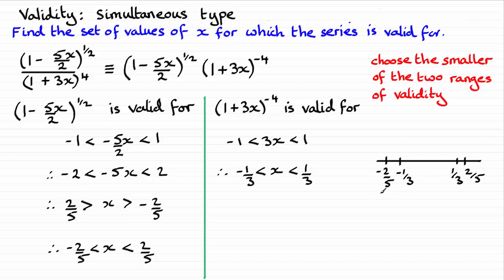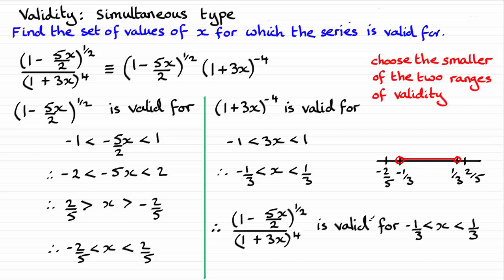If you were to change these to 15ths, you could compare the values and you'll see that minus 1/3 is greater than minus 2/5 and 1/3 is less than 2/5. So the interval we want is the one that is a subset, if you like, contained within the other range, and that's the one that goes from minus 1/3 to 1/3. I can put a little circle around those ends. It's telling me that I am not going to equal those end values. So the final answer is that this expression is valid for x between minus 1/3 and 1/3.